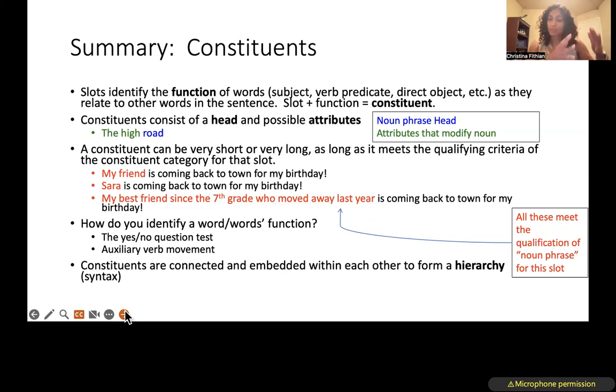So again, we have some examples that we saw in class on Friday. My friend is coming back to town for my birthday. Sarah is coming back to town for my birthday. And my best friend since 7th grade who moved away last year is coming back to town for my birthday. All of those words in red fill the exact same NP subject slot. Finally, the last little thing was how to identify a word or word's function, particularly with respect to noun phrase subjects and verb phrase predicates. And we use that yes/no question test, or in other words, auxiliary verb movement.